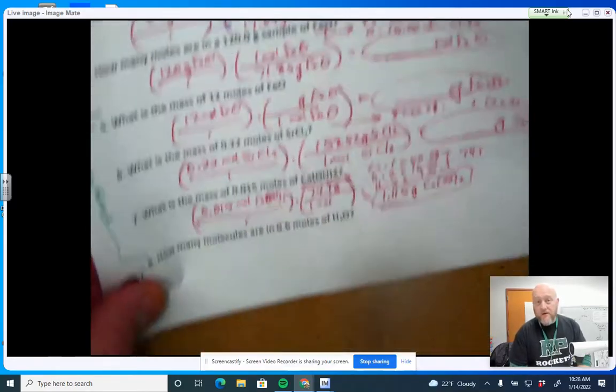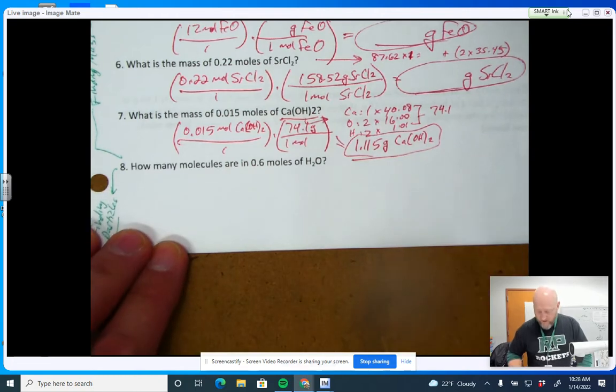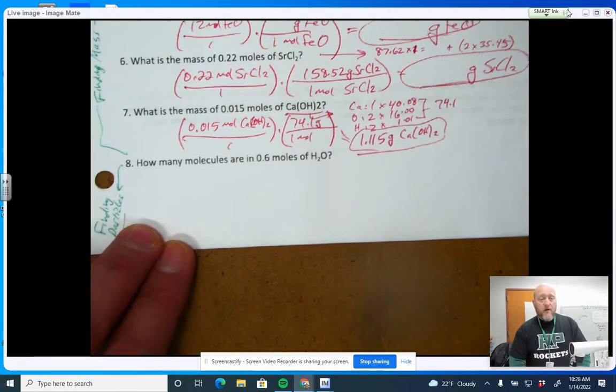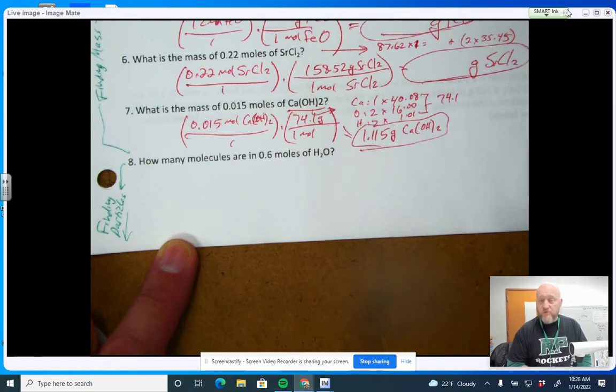All right, so our next segment here is questions 8, 9, 10, and 11. And so 8 is, of course, the bottom of page 1. Then we'll go to 9, 10, 11 on the top of page 2. For these ones, we are going to be finding how many particles there are in each one of those. Now, particles could be molecules, could be formula units, could be atoms. We just want to make sure we're watching carefully what we mean by particles.